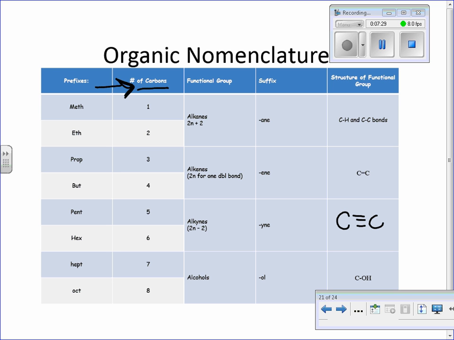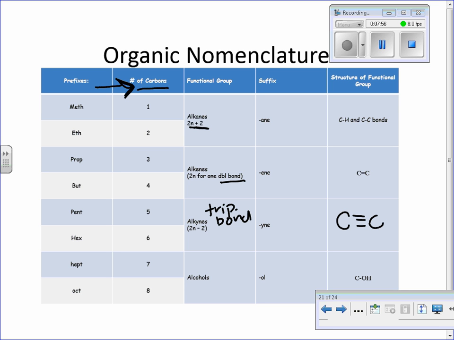And then you're going to find out the functional group. Now, the functional group is going to tell you how many hydrogens there are when we're dealing with alkanes, alkenes, and alkynes. Alkanes are all single bonds, so they're going to have the most hydrogens. Alkenes have a double bond, so they're going to have a little bit less. Alkynes have a triple bond, so they're going to have even less.